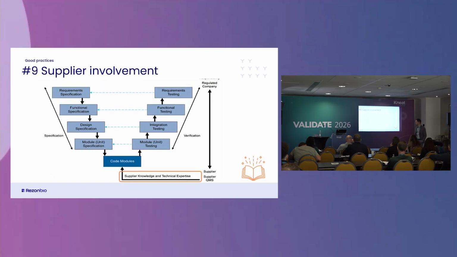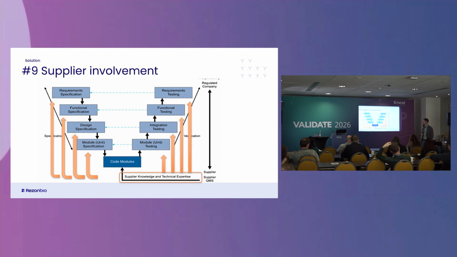Nine, the last challenge in this presentation: supplier involvement. You know this picture, GAMP 5, second edition. At the bottom, there is supplier involvement, the knowledge, where it should go. That's the theory. What is the reality, at least in our case? Our supplier helped us to create everything: requirement specification, functional specification, design, all the testing, even the user acceptance testing. All of that was created together with the vendor.